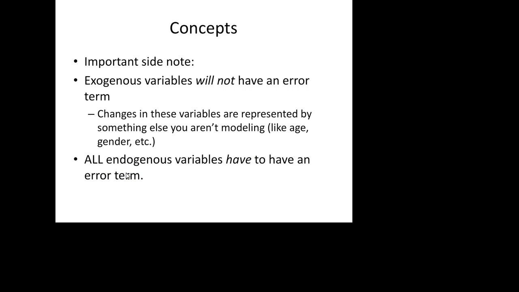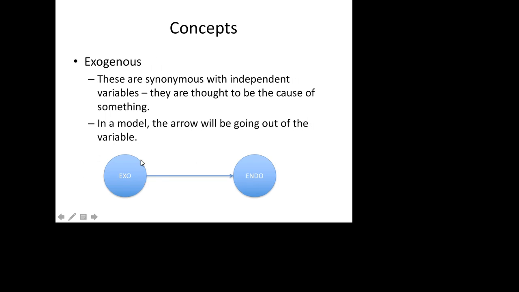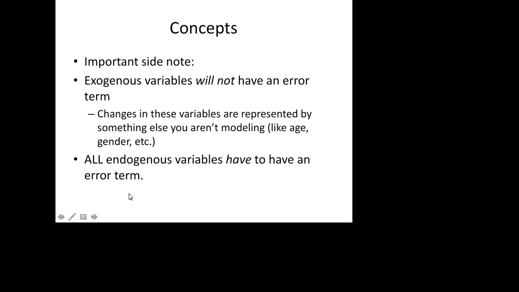And the side note to that, and the reason why I cover this, is that exogenous variables do not have an error term. Any error in that variable is represented by something else. So if I have a reason to believe that this variable has some error, it's because of something I didn't measure. Exogenous variables can be squares or circles. I just have the example being circles. So exogenous variables do not have an error term.